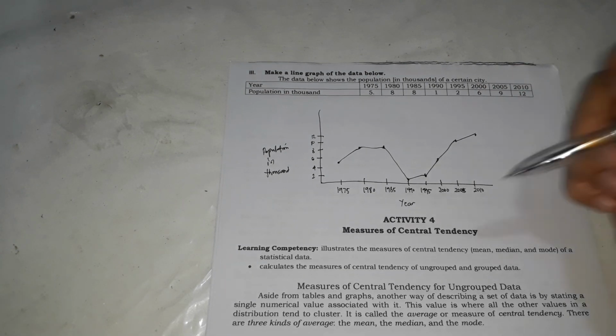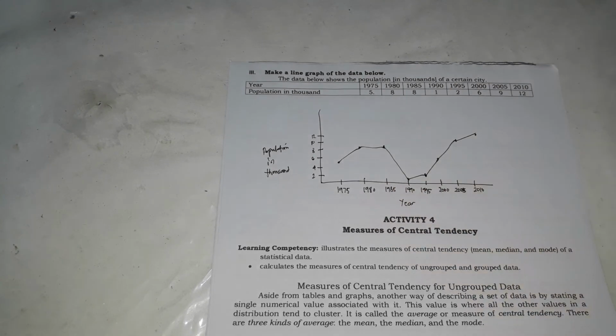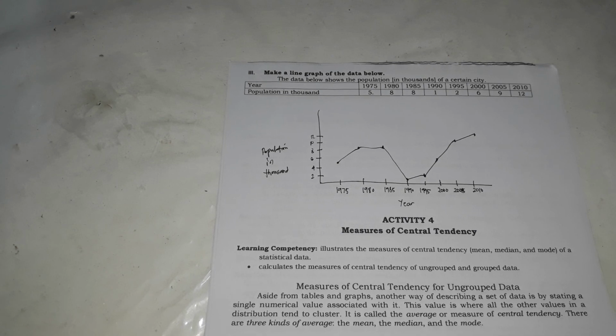So that's the line graph. Some would connect it from here, papunta dyan. However, we're just going to start with the first year, which is 1975. So that's how you're going to make a histogram, pie, bar, and line graph.